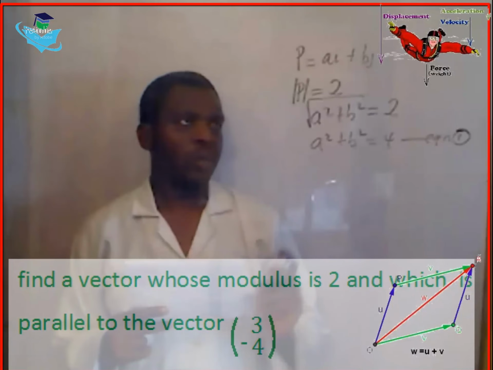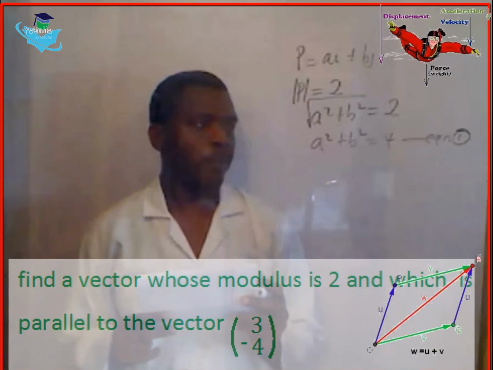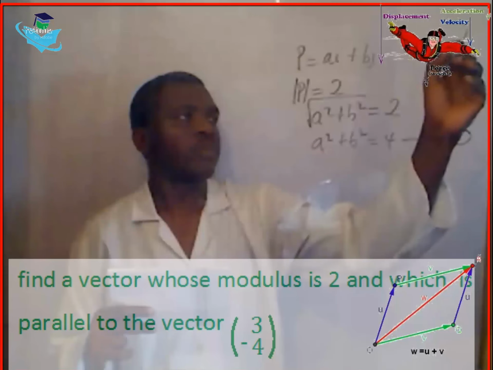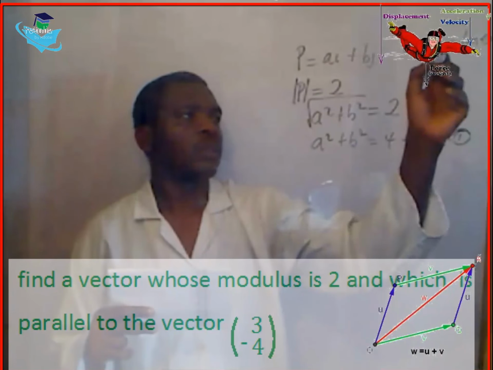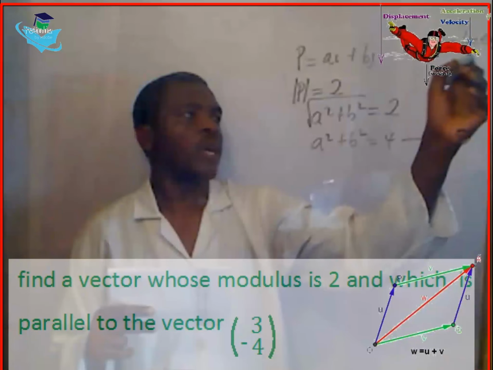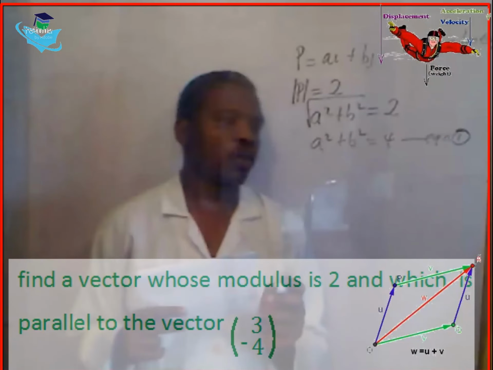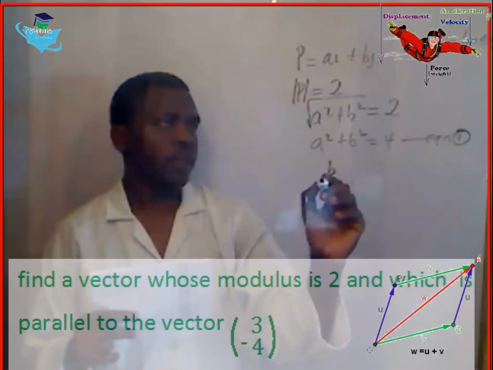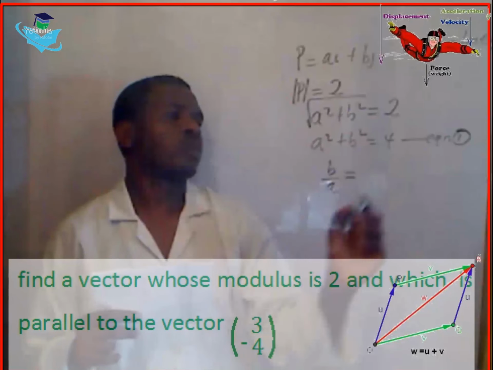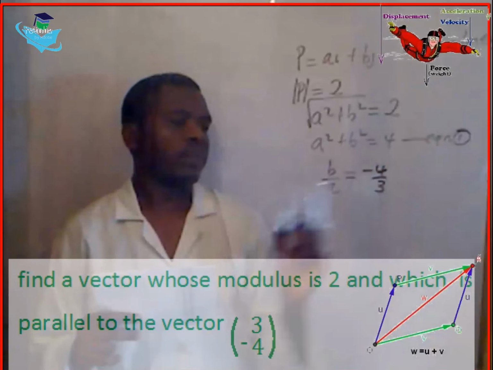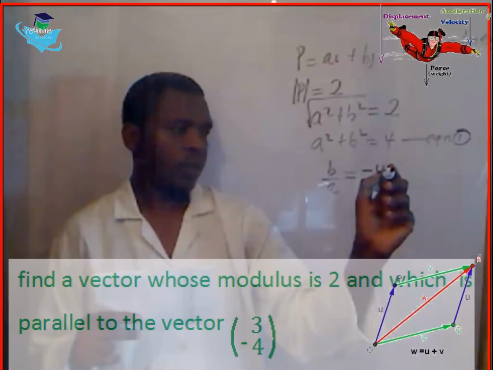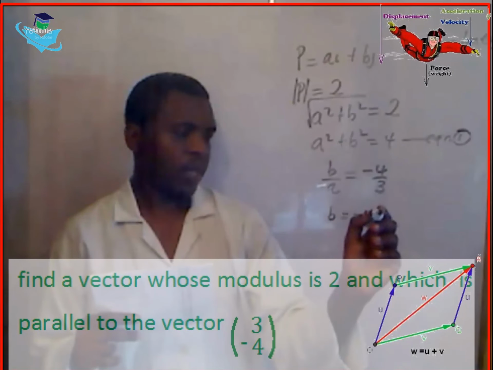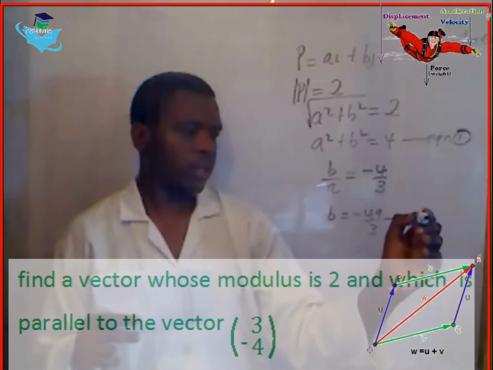Since both vectors are parallel, this means that their tangents are the same. So tan theta 1 is equal to tan theta 2. How do we express this? I'll say b over a is equal to minus 4 over 3. I cross multiply, so b is equal to minus 4a over 3. I call this equation 2.